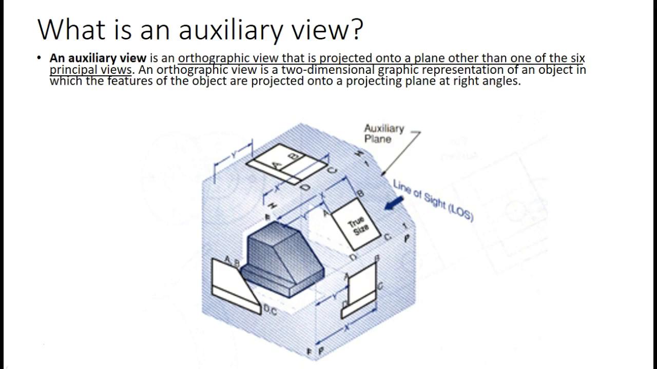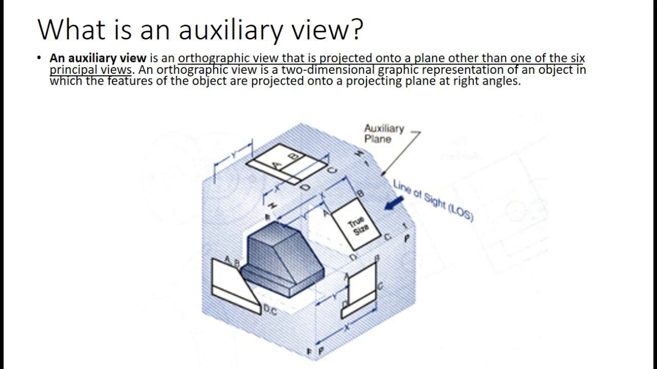These views, as we have seen, use orthographic projection to represent a three-dimensional part in 2 dimensions. It does this by projecting the object onto the view orthographically or at right angles. Now, an auxiliary view is an orthographic view, but it is an orthographic view other than one of the 6 principal views. That's a really easy way to understand.